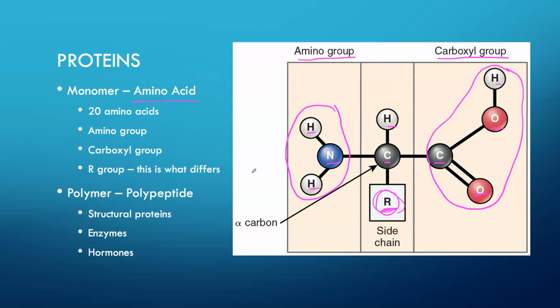The way that proteins are formed is through the dehydration synthesis, just like we saw with carbohydrates, where the amino acids are going to be bonded together. When many amino acids are bonded together, it's called a polypeptide. And the reason that it's called a peptide is because the bond in between amino acids is called a peptide bond. We'll look at that a little closer in a second.